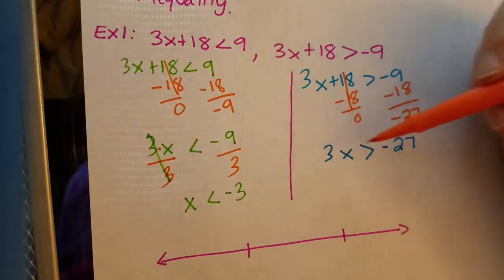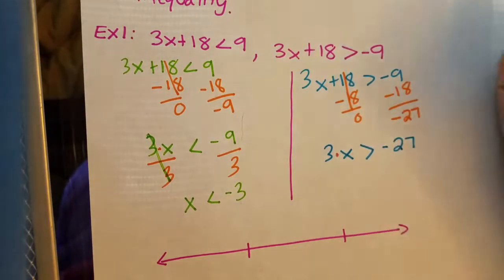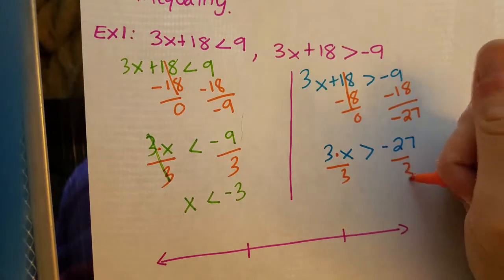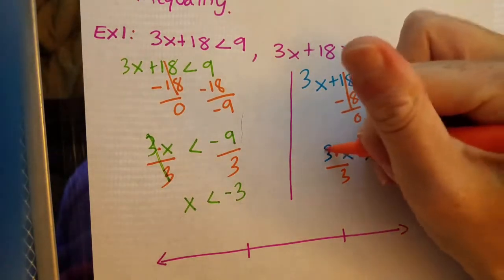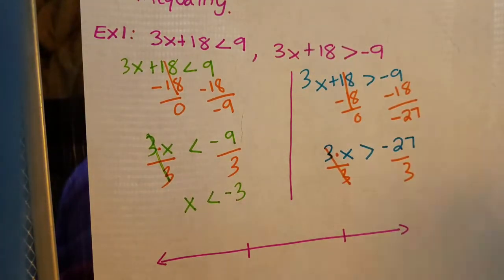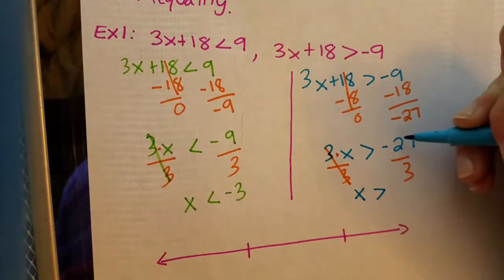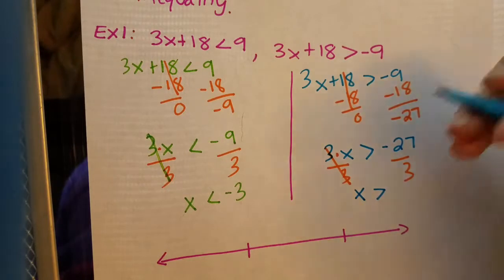And the way we move the 3 to the other side, since I'm multiplying, the opposite of multiplication is division. So 3 divided by 3 turns to 1. So this is like 1x, or just x, is greater than negative 27 divided by 3, which will give me a negative 9.